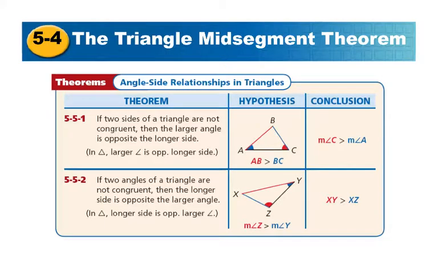So if we know that an angle, for instance, is larger than another angle, then we know that the side opposite that angle is larger than the side opposite the other angle. So that's all it is: opposite sides and angles have a relation to other sides and angles. If you know one's bigger than the other, either an angle or a segment, then you know the other is as well.